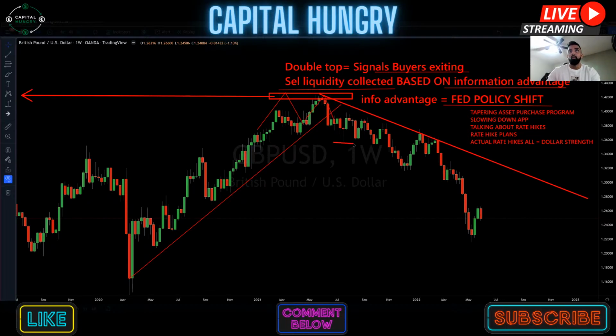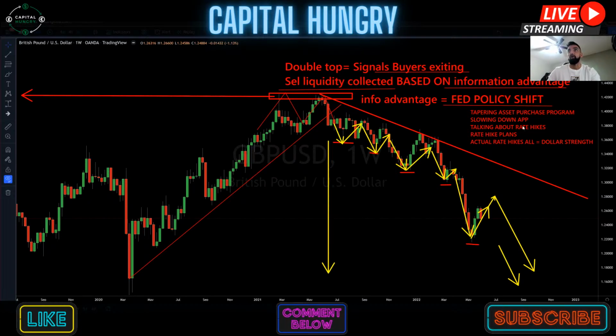From that point, we have had sellers print these consecutive lower lows, have only had very short-lived pullback phases, with overall moves to the downside, because from a macro institutional perspective, what's primarily driving the price of the GBPUSD pair down is dollar strength, which dollar strength is because of these reasons here. Right?